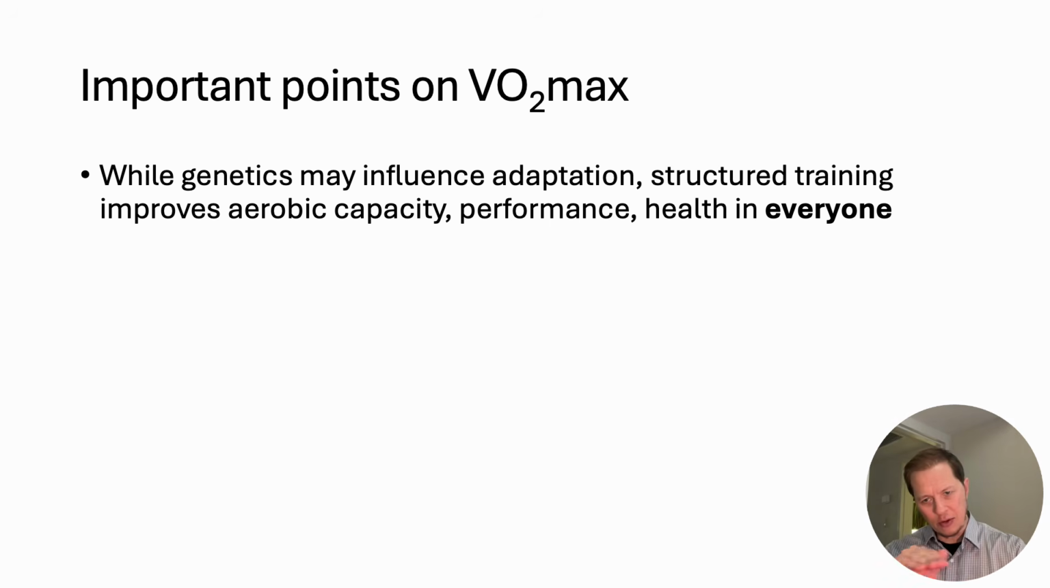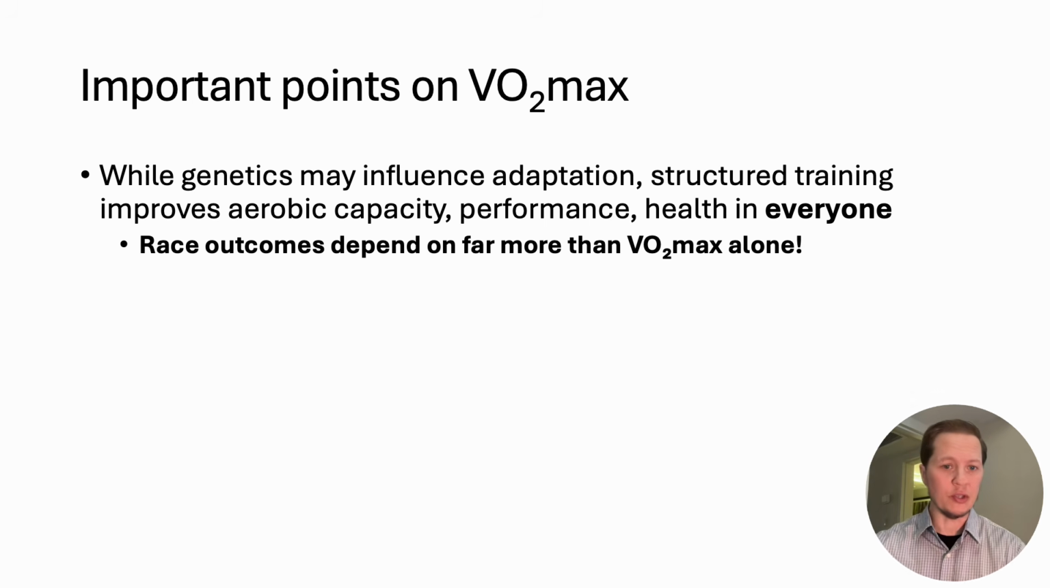But we do need to go on a side note here on VO2 max, because that's basically what we're talking about here in genetics. So while genetics may significantly influence the overall peak VO2 max that you can achieve, structured training improves aerobic capacity and performance and overall health in everyone regardless. You know, I'm never going to slam dunk a basketball. I just don't have that genetics. It's a similar thing here. It doesn't mean you can't exercise and enjoy and perform well in whatever sport you want to do.